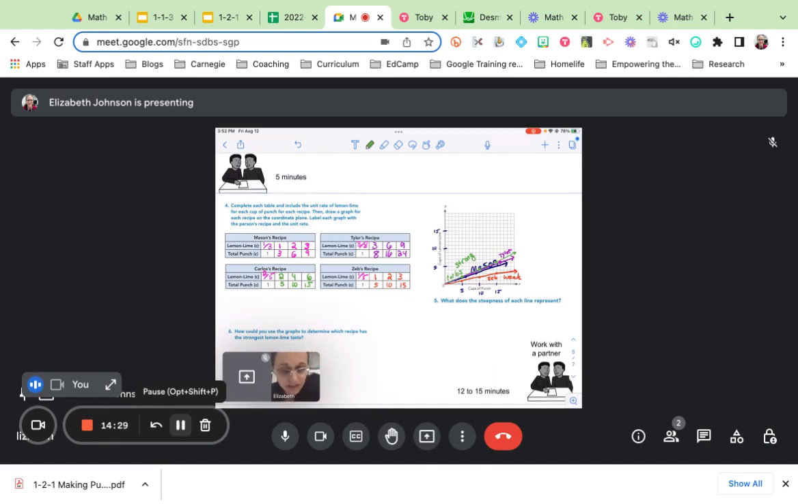Take a minute and just silently write down your thoughts. What does the steepness of each line represent? And how could you use these graphs to determine which recipe has the strongest lemon lime flavor? You know the answers. Take a minute in your mind to process it and to write it down. Pause the video, write for 2 to 5 minutes, and then hit play when you're ready to finish this lesson.